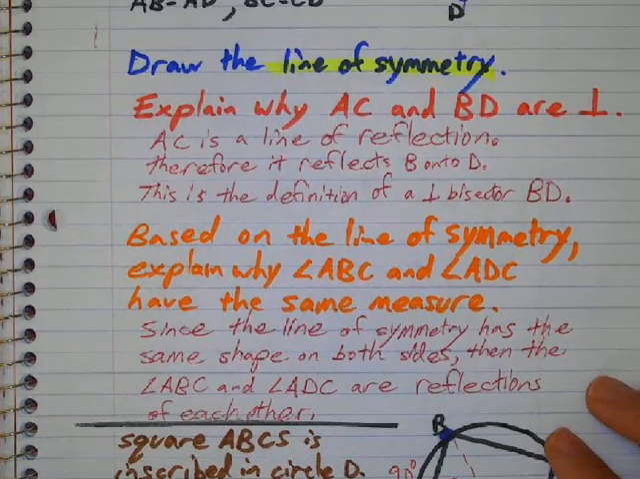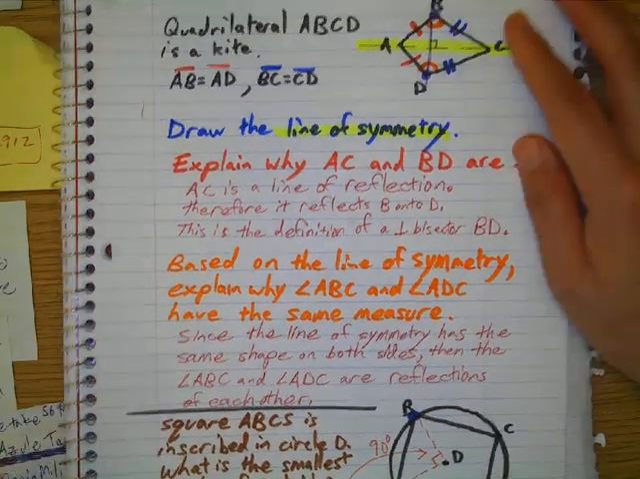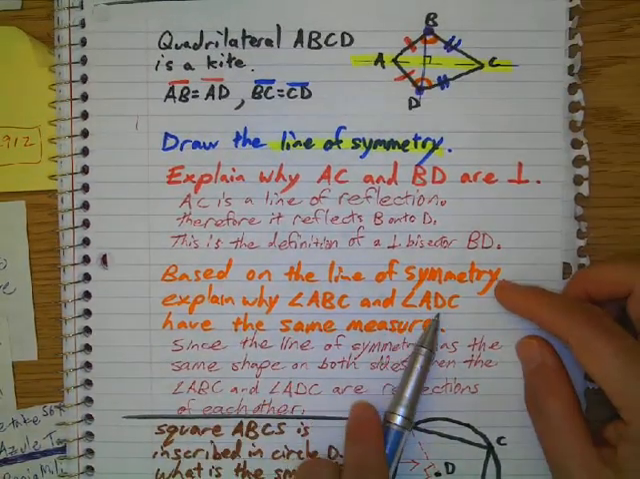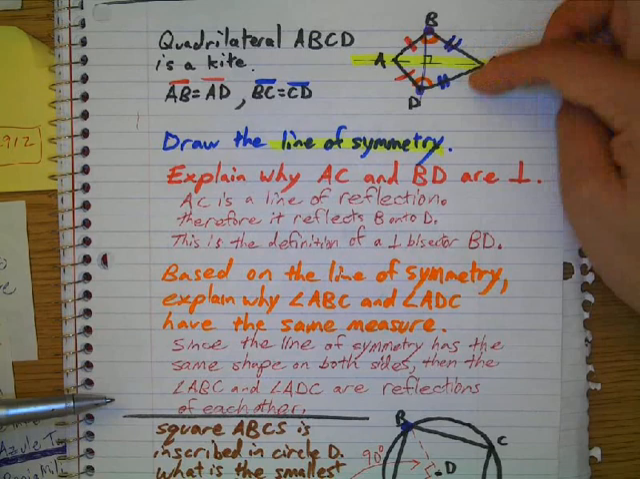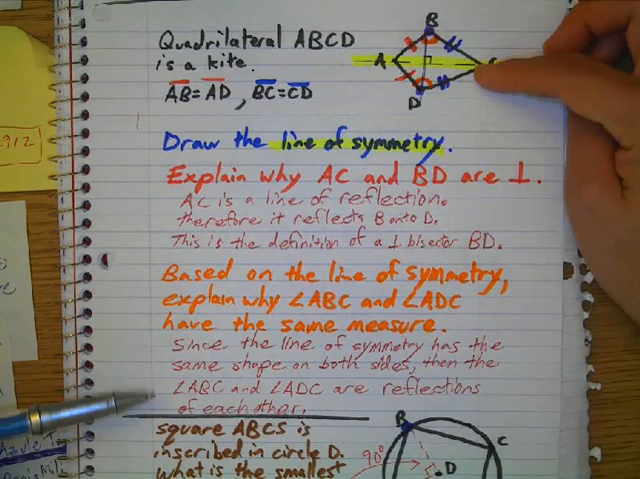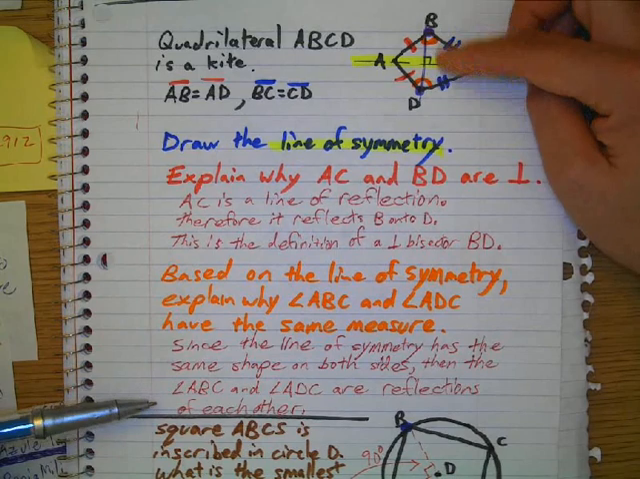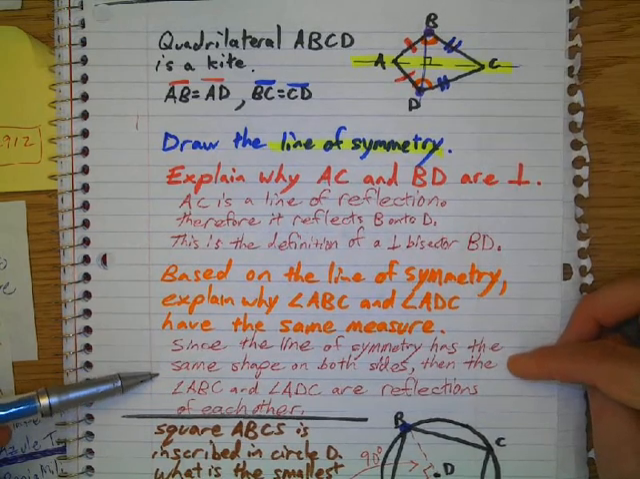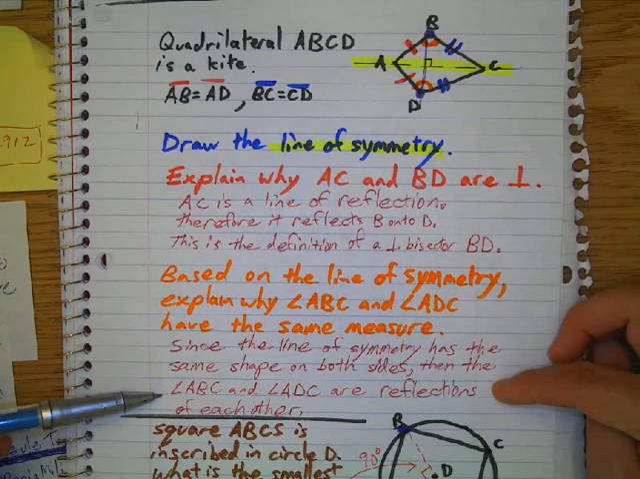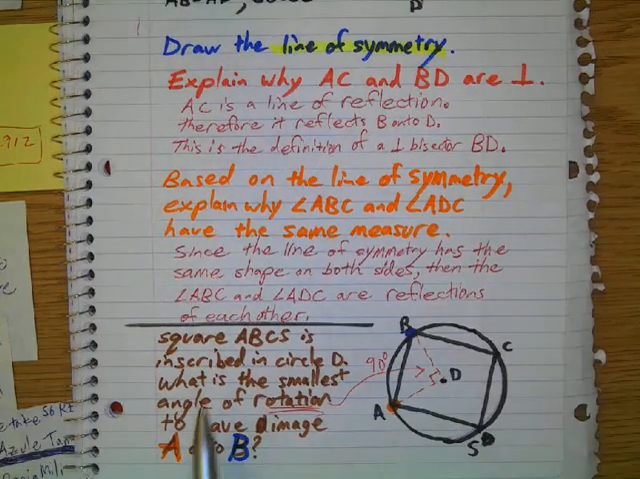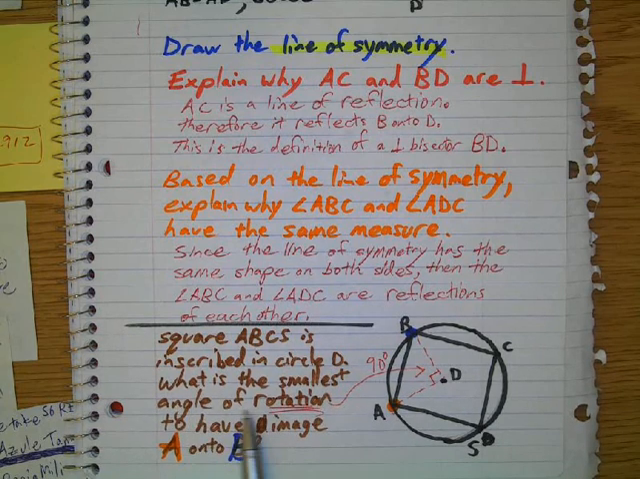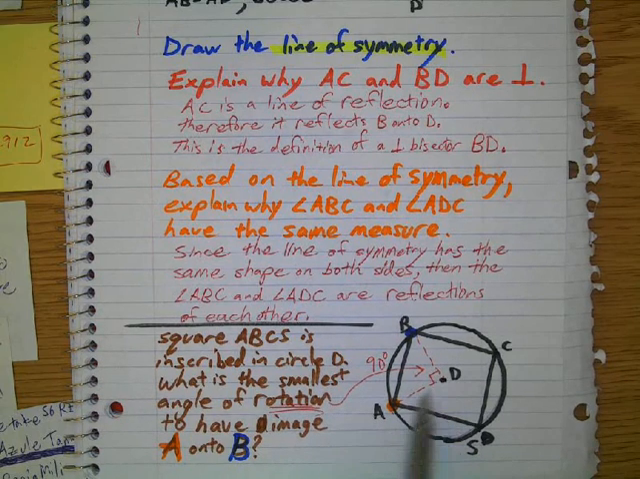Okay, based on the line of symmetry, explain why angle ABC and ADC have the same measurement. So angle ABC and ADC are the same, those little orange angles here. Since the line of symmetry has the same shape on both sides, angles ABC and ADC are going to be reflections of each other. And lastly, you've got a square, ABCD, that is inscribed in the circle. What is the smallest angle of rotation to have image A go onto image B? So how much do I have to rotate to get this dot to be up there?